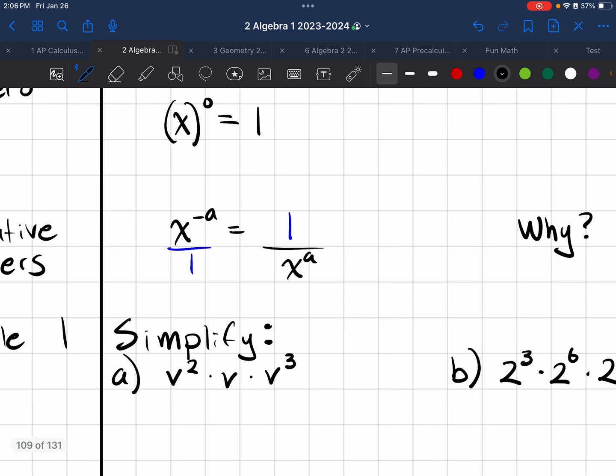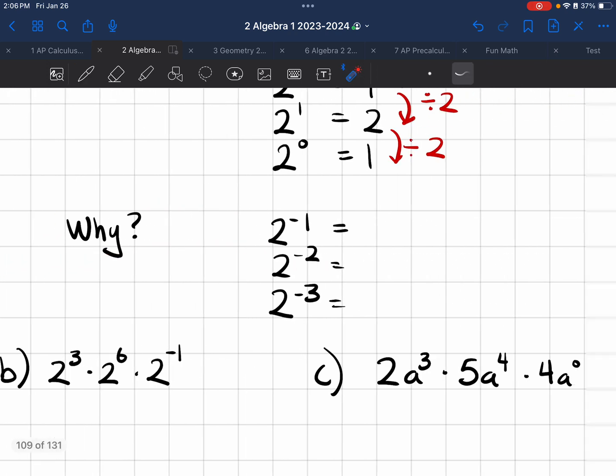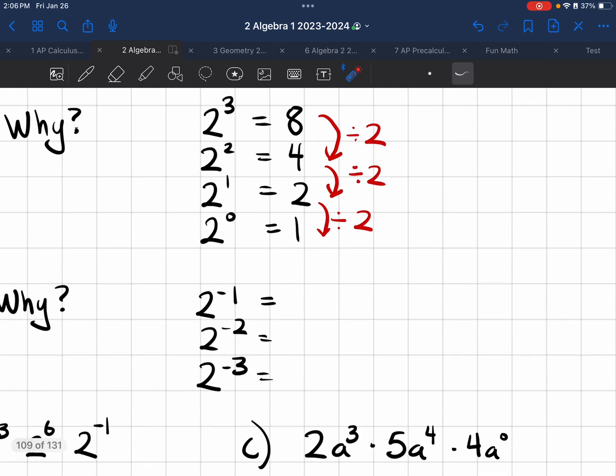Again, this is one of those questions of, this seems weird, Mr. Snell. Why does this happen? Why do I flip it? And again, it comes from this general pattern. If I continue the pattern down where I go from powers of 3, 2, 1, 0, and then I keep going to negative 1, I keep this pattern going and I keep dividing by 2.